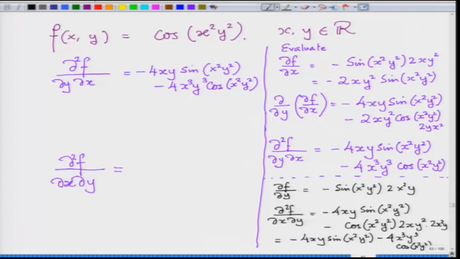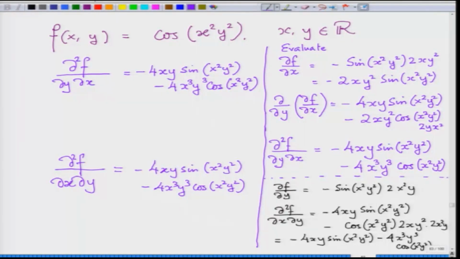and that is it. So, you see that finally, if I did the calculation, if I write down what was this, then I have this to be also minus 4 x y sin of x square y square minus 4 x cube y cube cosine of x square y square. You see, so this actually works, that okay, we have a case where the equality holds.